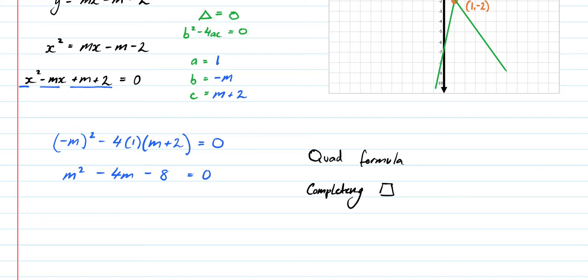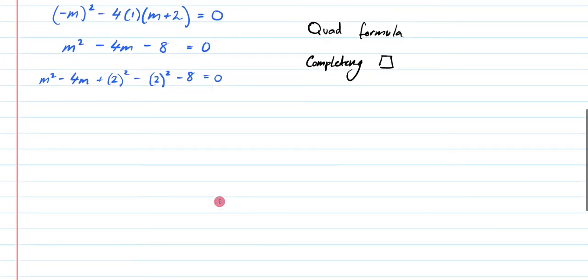All right. So I'm going to complete the square. So I'm going to go m squared minus 4m. I'm going to plus and then minus that. I'll be left with this. Then I'm going to scroll down. So I'm going to be left with m minus 2 squared minus 4 minus 8 equals 0. So it's going to be m minus 2.